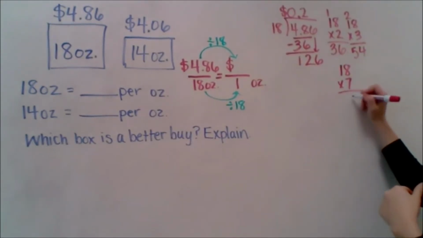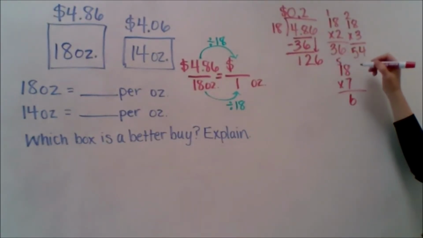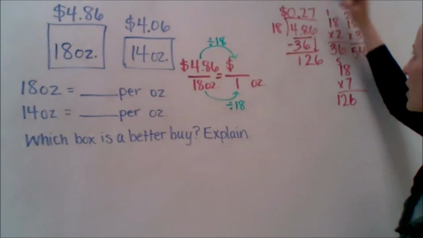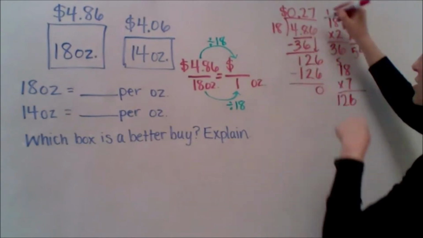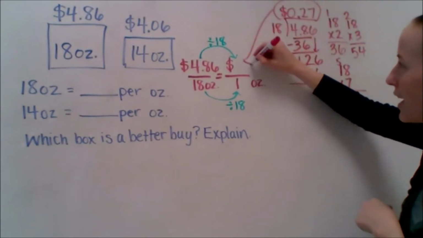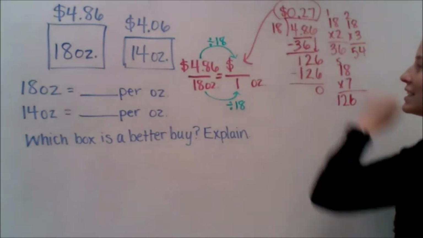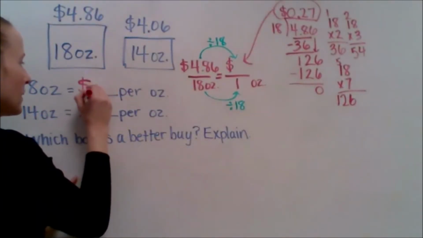Let's see if that works. 8 times 7 is 56. 7 times 1 plus 5 is 12. We got 126, so 7 worked perfectly. 126, no remainders. So this was my unit price that would have gone right in my equivalent rates. 27 cents for 1 ounce. So I'm going to jot that over here.